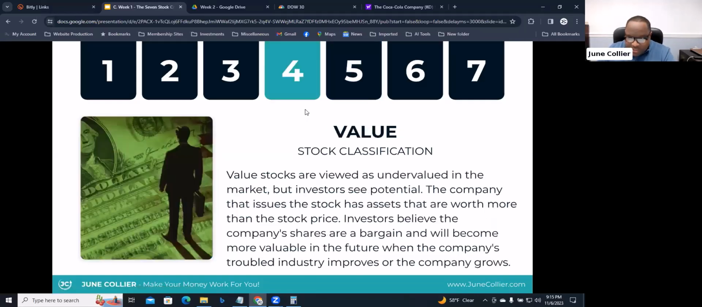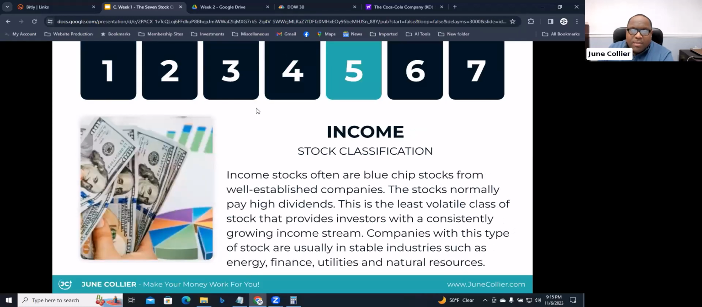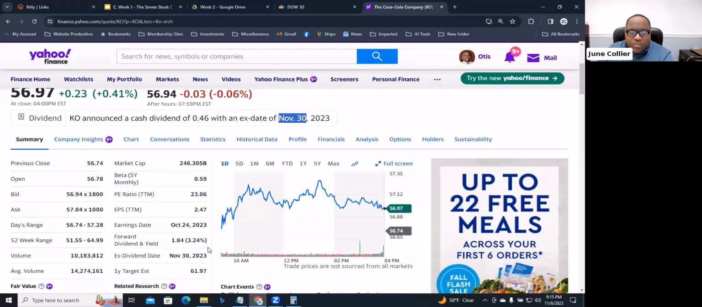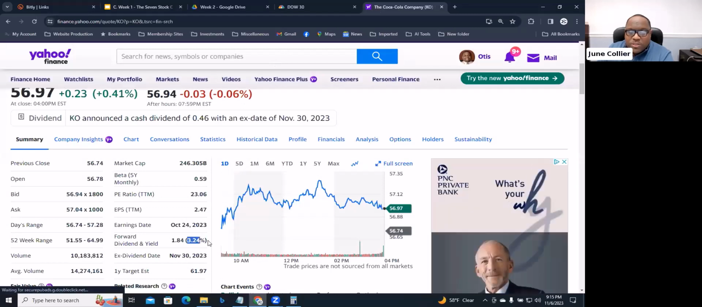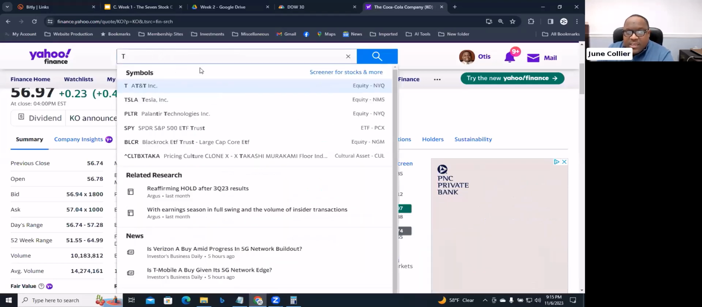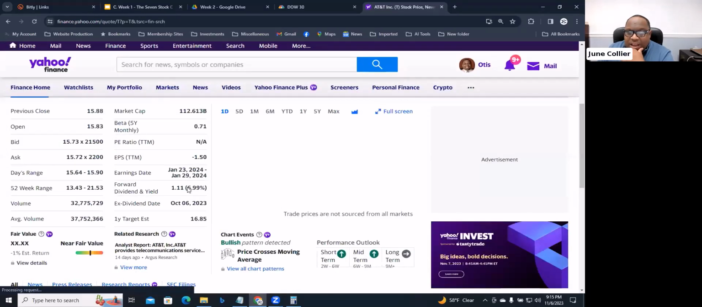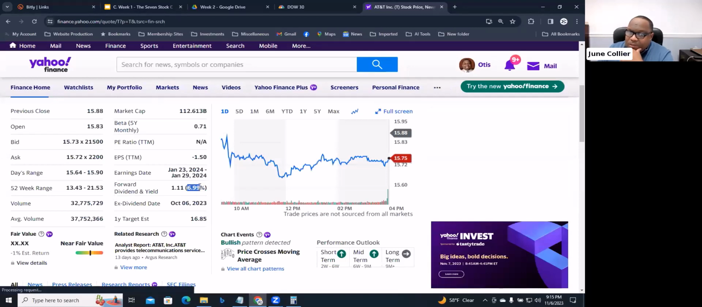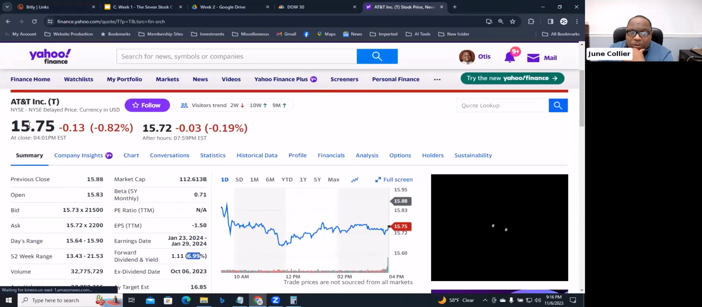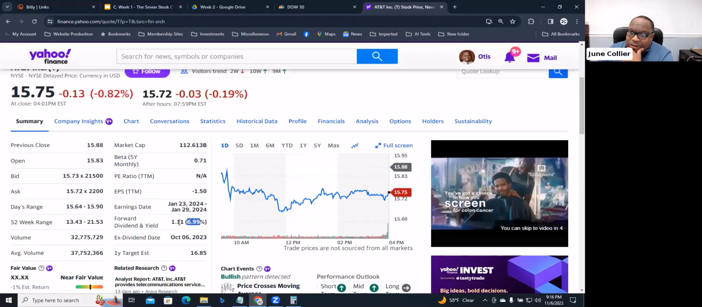So let's take a look at some of these stocks that actually pay really good dividends. What stocks can you think of that pay really great dividends? Let me go back here. Income stocks. So here's what we're going to do. We can see Coca-Cola is paying 3.2%. That's cute. That's nice, right? But we can go to a stock like AT&T, ticker symbol T, and you can see that AT&T pays almost 7% dividend yield. So for every $15 that you spend, you get $1.11 back in dividends for the year.